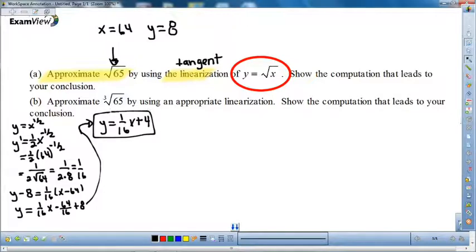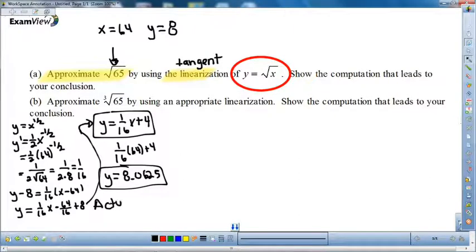Here's my linearization, and I'm going to use that to approximate this when x is 65. So I'm going to substitute 65. So y turns out to be 8.0625. So that is my approximation. The actual, which it doesn't ask us to find, but the actual would be 8.06225. So we're really close to the approximation.